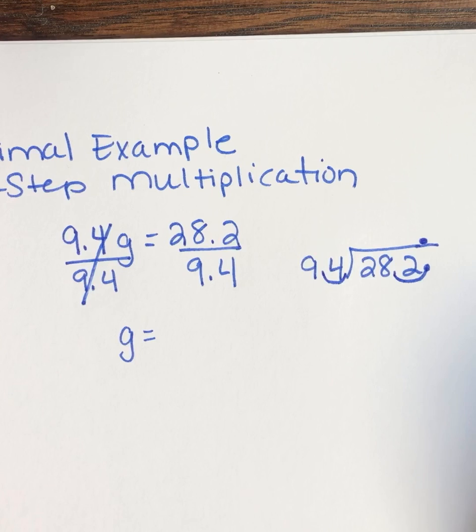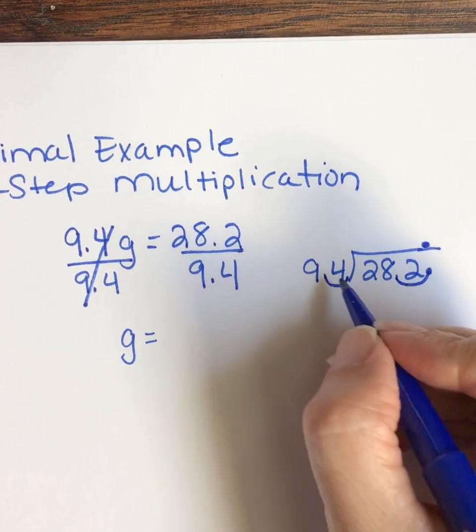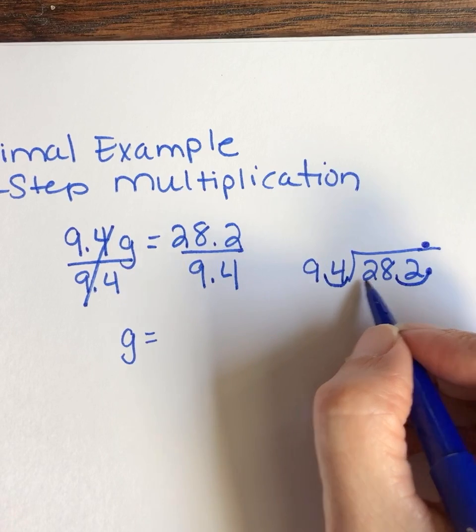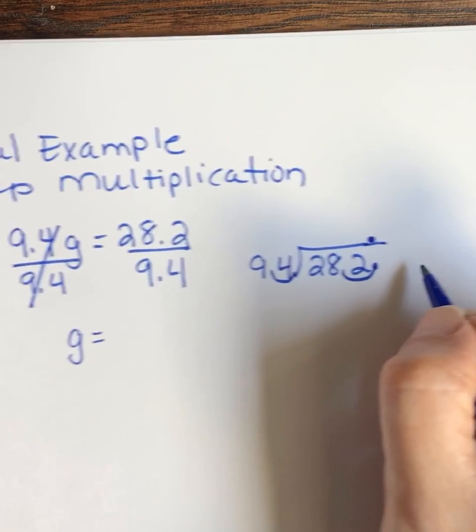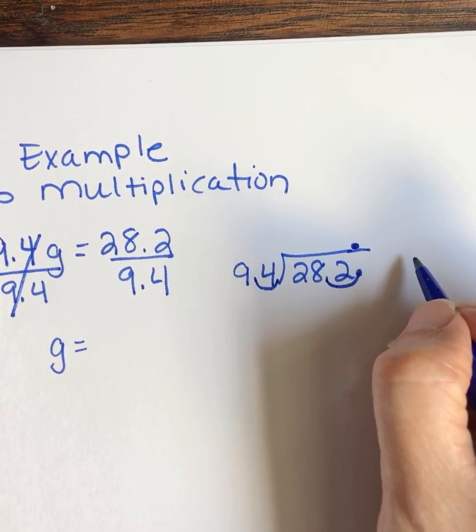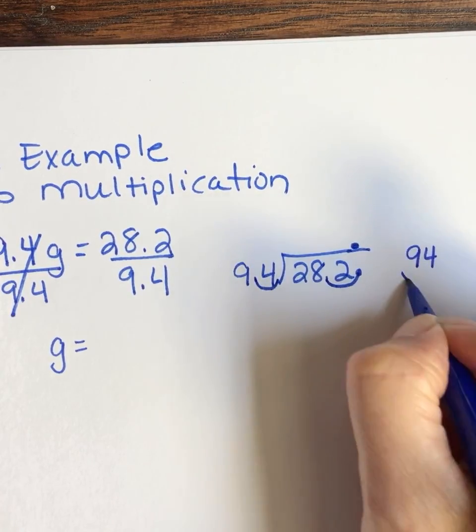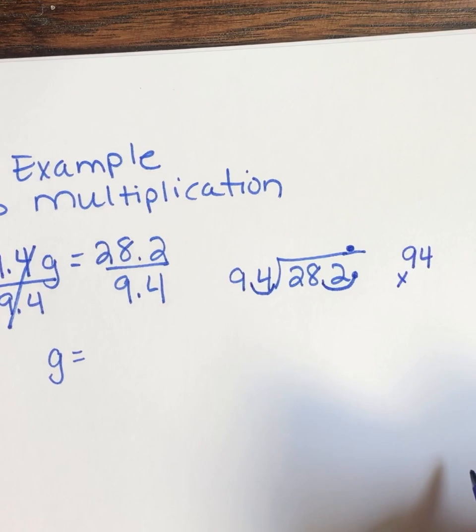So 94 goes into 282 how many times? Well, 94 can't go into 2. It can't go into 28. So we're going to have to figure out how many times 94 can go into 282. So if we were in the classroom together, I would be asking for volunteers to tell me how many times you think 94 could go into 282.